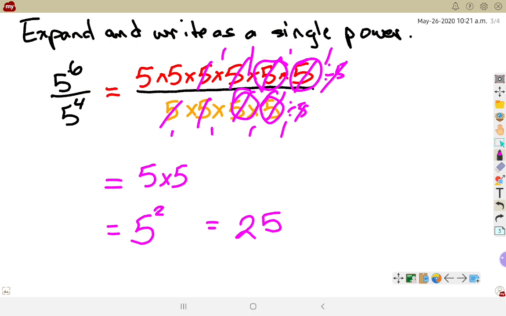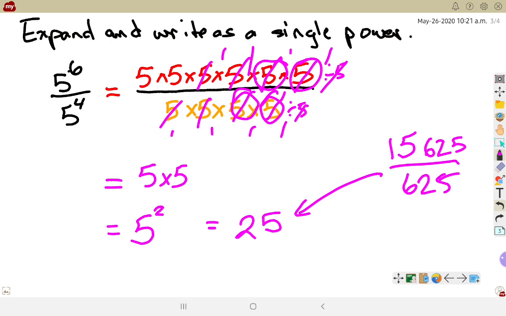Okay, so 5 to an exponent of 6, if I was to do that one separately, 5 with an exponent of 6 was 15,625, and 5 with an exponent of 4 is 625. And if I was to take 15,625 and divide by 625, I get 25.